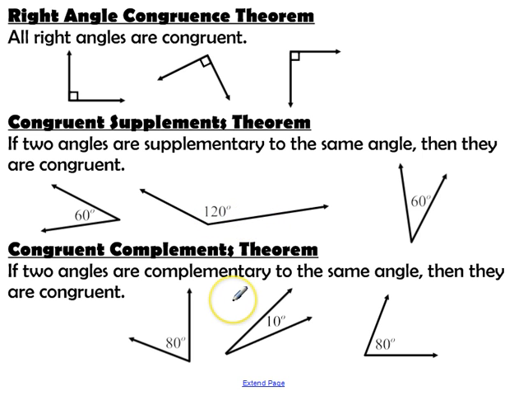The congruent complements theorem is the same idea, just dealing with complementary angles. If these 2 are complementary and add up to 90, and these 2 are complementary and add up to 90, then that means these 2 angles have to be the same because there's only one number you could add to 10 degrees to get 90 degrees.